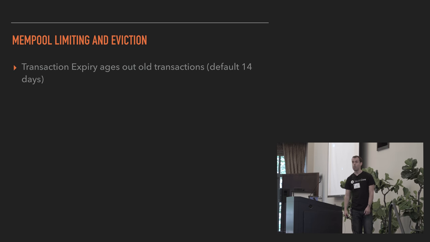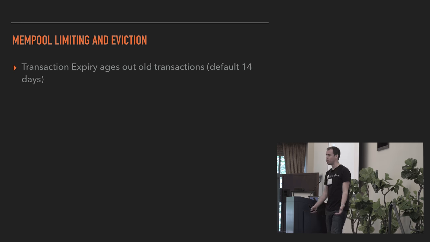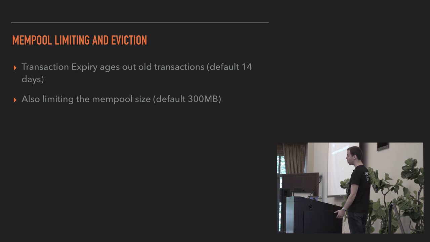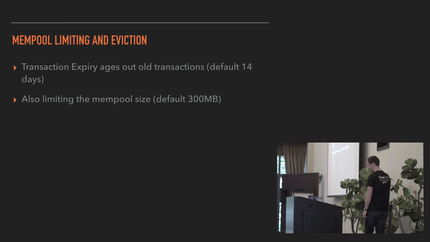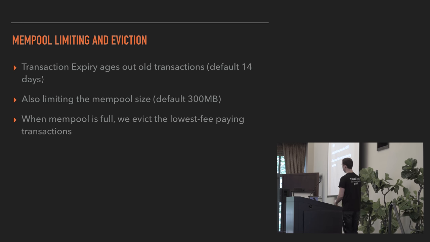We expire old transactions. If a transaction has been in your mempool for longer than 14 days, it's probably not going to get included in a block, right? It's been sitting around getting stale. Miners haven't included it for 1,000 blocks, so we age it out. And we also limit the size. The default maximum mempool size is 300 megabytes, right? Once we reach 300 megabytes, we won't allow new transactions in, or rather, we'll start evicting the low fee-paying transactions from our mempool. Because a mempool should be about transactions which will eventually get into a block, and so it makes sense to evict the low fee-paying ones first, because miners probably won't include those.